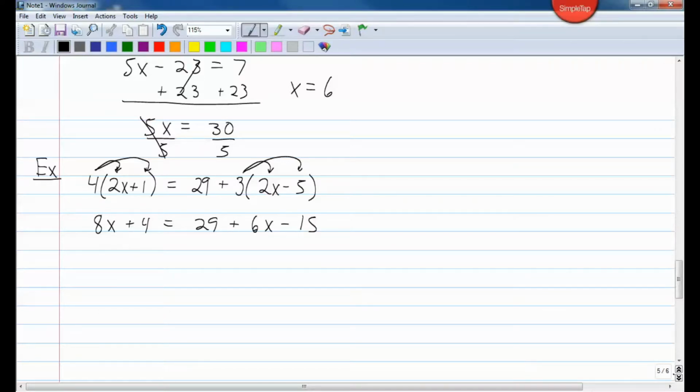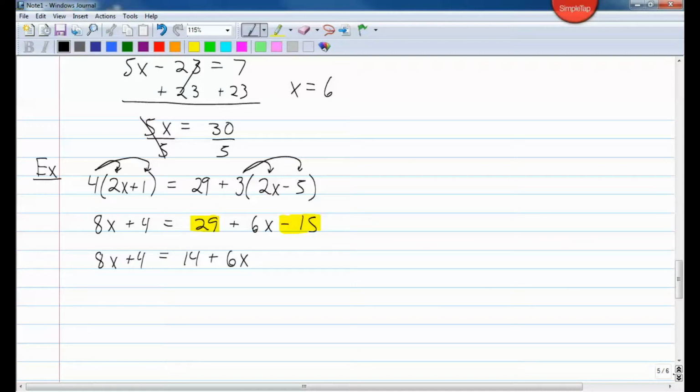Alright, so before I start moving things across the equation and balancing things out, we need to look at each side of the equation separately and see if there are any like terms that I can combine. And you see there are. On the right side, I have a positive 29 and a negative 15. So 29 minus 15 is 14.